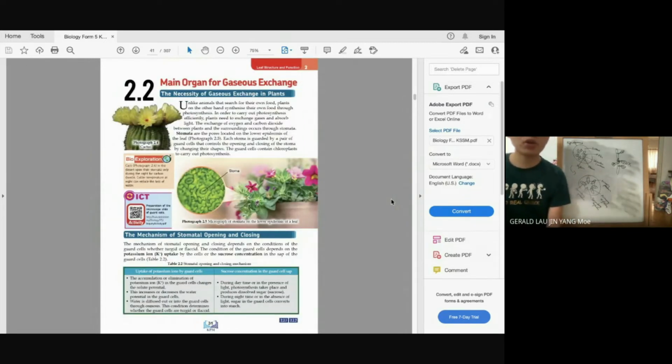Okay, so the main organ for gaseous exchange. Everyone also knows, gaseous exchange of course is the stomata. The gas will enter and diffuse in and out of the cell through the stoma. Is it okay?